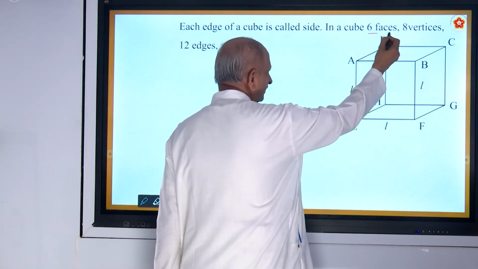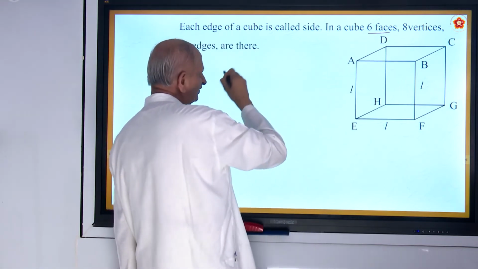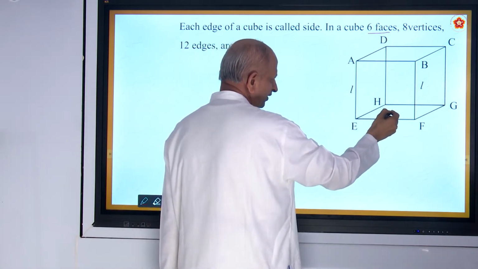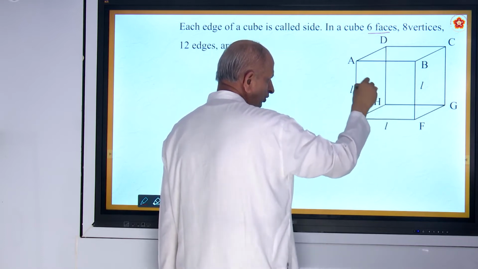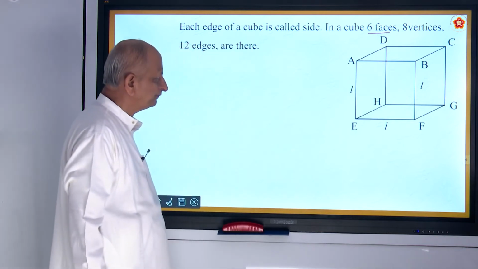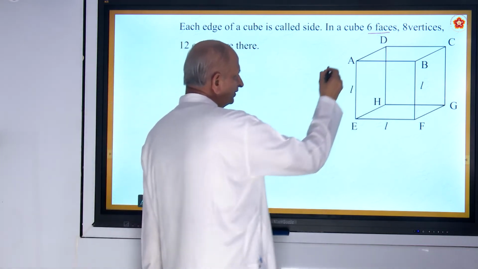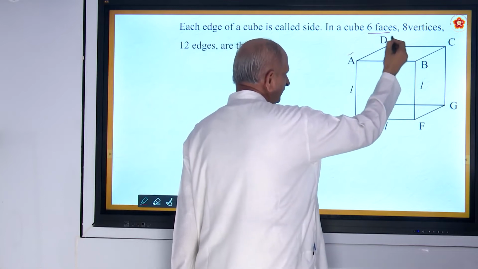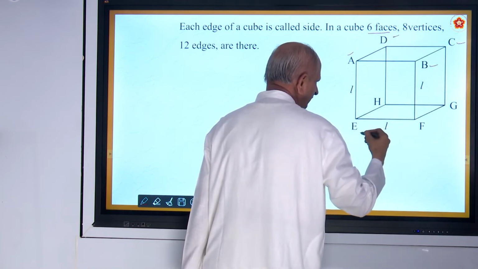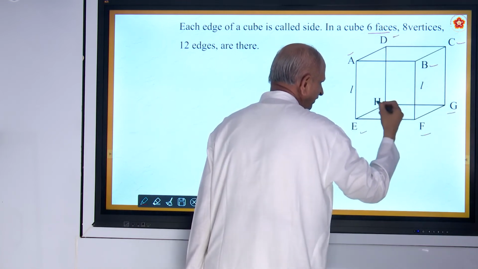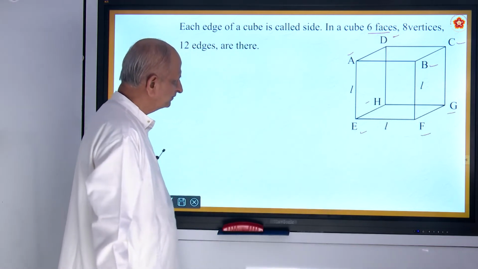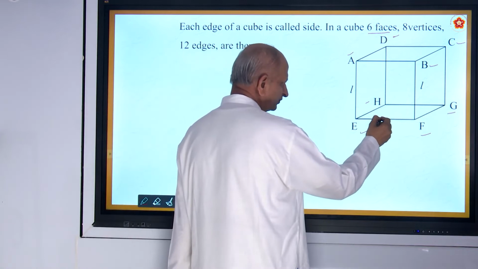So it has 6 faces, 8 vertices and 12 edges. Faces means top 1, bottom 1, 2, and surrounding you have 4, 2 plus 4, 6. Vertices means A, B, C, D, E, F, G, H. They are called vertices. Edges means, so these are called edges.